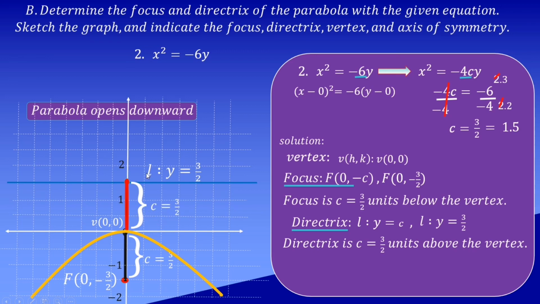So the vertex is the point midway between the focus and the directrix. And our axis of symmetry is x is equal to 0, and this line divides the parabola into two parts, and our standard equation is x raised to 2 is equal to negative 6y.